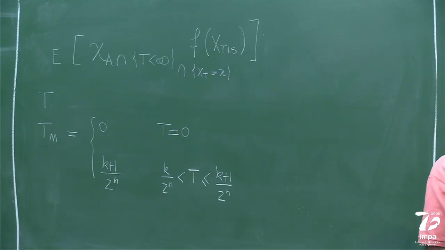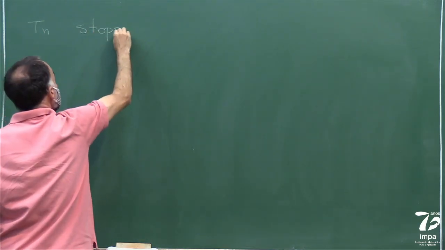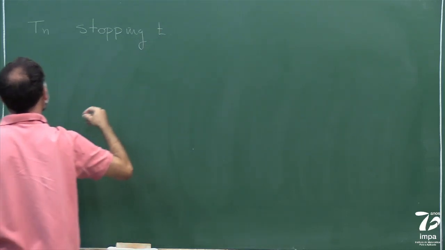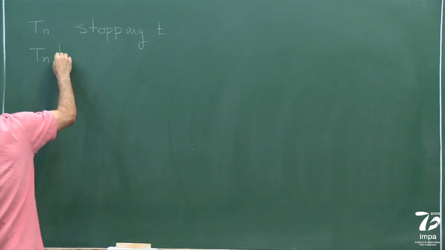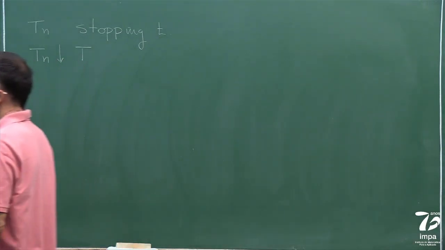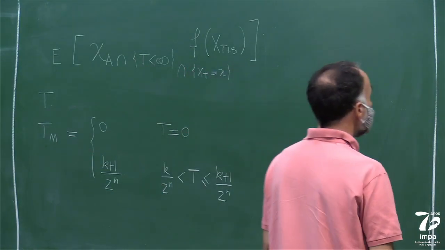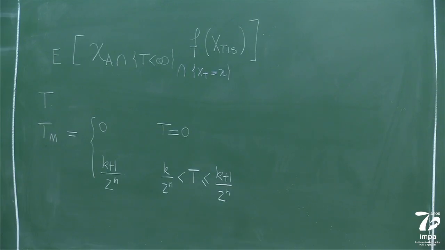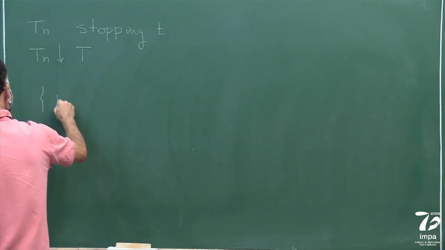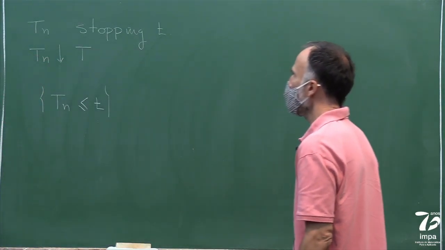Okay, so my claim is that T_n is a stopping time, that T_n decreases to T. And clearly, T_n satisfies this assumption. Okay? So T_n assumes only values k divided by 2^n. So the strong Markov property holds for T_n. So let's prove that T_n is a stopping time and that it's decreasing. To prove that T_n is a stopping time, we have to ask ourselves whether {T_n ≤ t} has to belong to F_t.